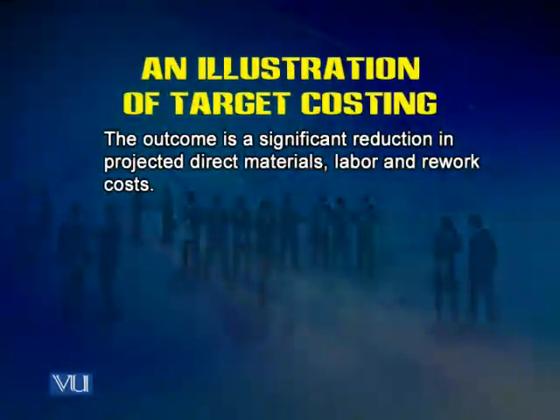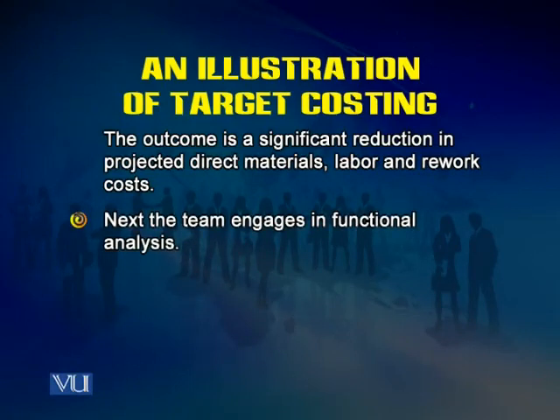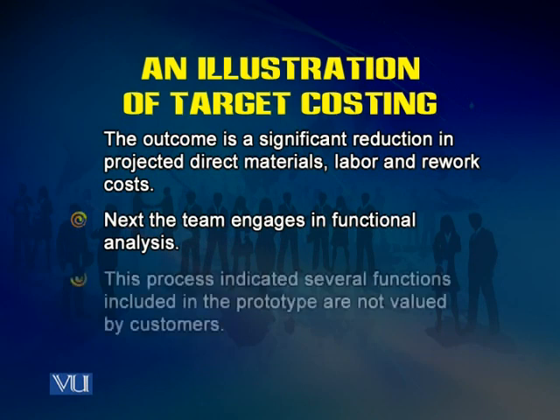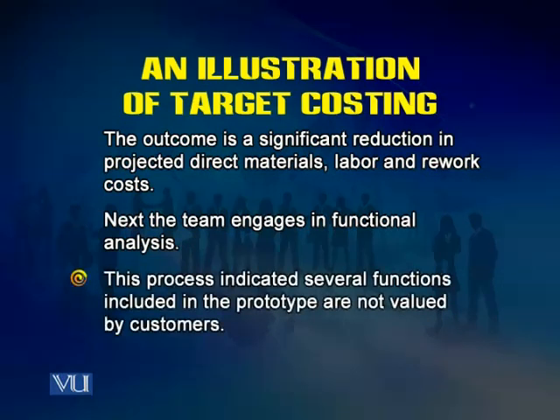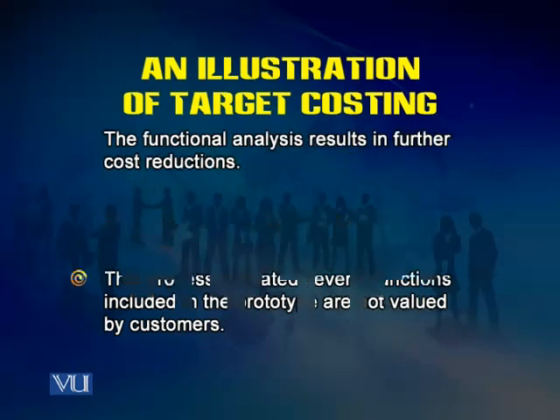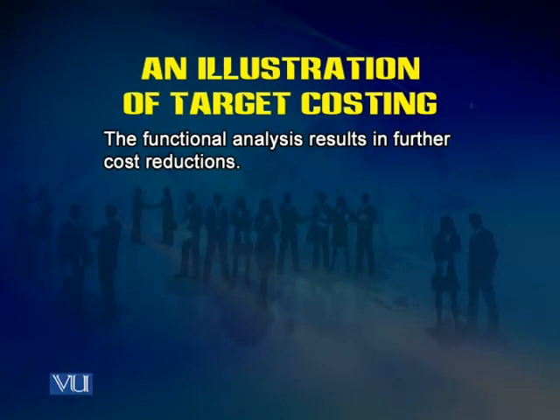The outcome is a significant reduction in projected direct materials, labor, and rework costs. Next, the team engages in functional analysis. This process indicated several functions included in the prototype are not valued by the customers. We have said that value to the customer needs to be examined, and any process or any function which does not add value to the customer can be eliminated. Next, the functional analysis results in further cost reductions.